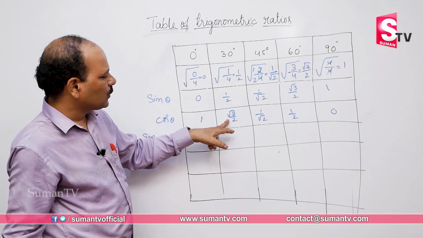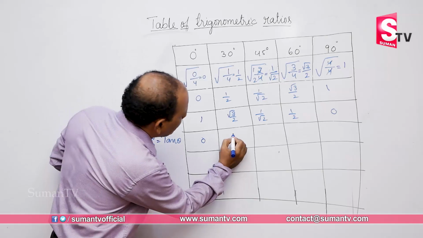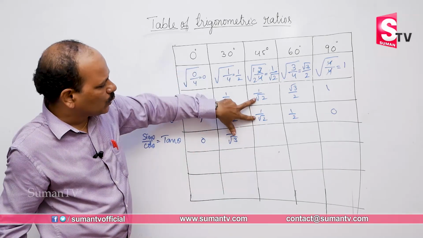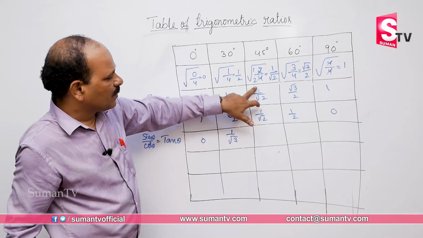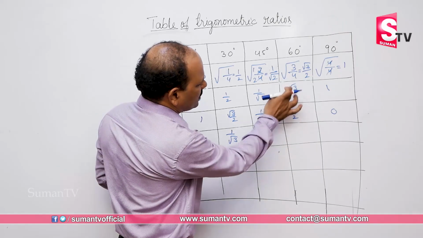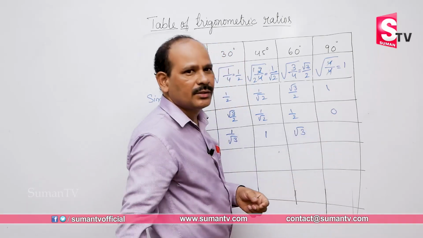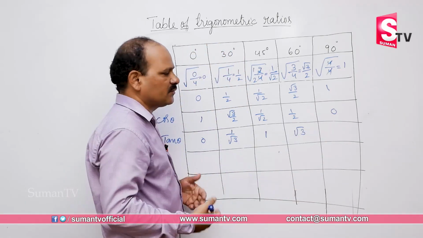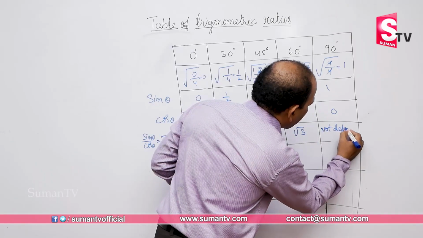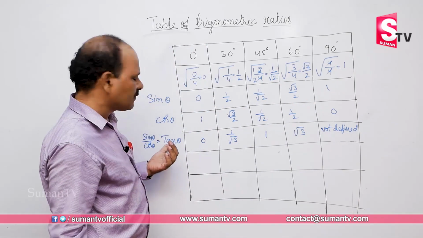Here 1 by 2 and root 3 by 2: these 2s will cancel, so the remaining part is 1 by root 3. Here also root 2 and root 2 will cancel, so 1 by 1 is 1. Here the 2s cancel, root 3 by 1 is root 3. Then 1 by 0 is infinity, the inverse of 0 is not defined. These are all the values of tan theta.